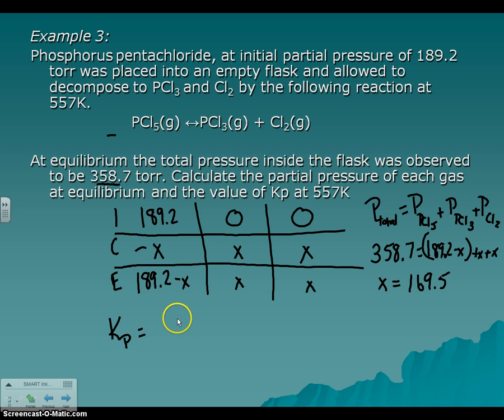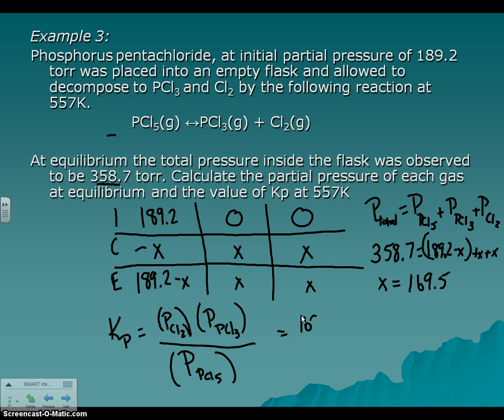So how does a Kp differ from a Kc? It really doesn't. It's exactly the same way. It's just set up as the pressure of the chlorine gas times the pressure of the PCl3. It doesn't matter what order we do these in. This is divided by the pressure of the reactant, the pressure of the PCl5. I'm putting those in parentheses, and now I can plug in some numbers.